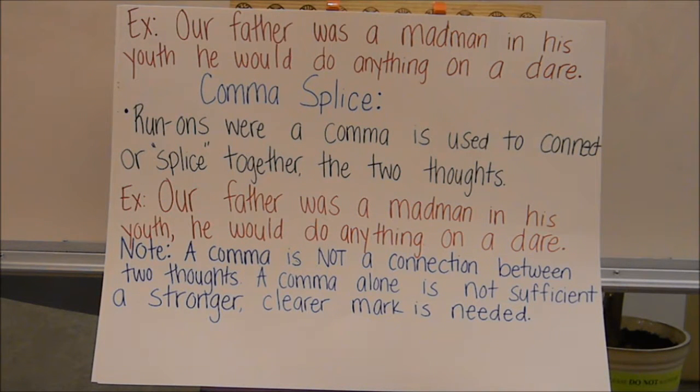Comma splice. Run-ons where a comma is used to connect or splice together the two thoughts. Example: our father was a madman in his youth, comma, he would do anything on a dare. Note, a comma is not a connection between two thoughts. A comma alone is not sufficient. A stronger, clear mark is needed.